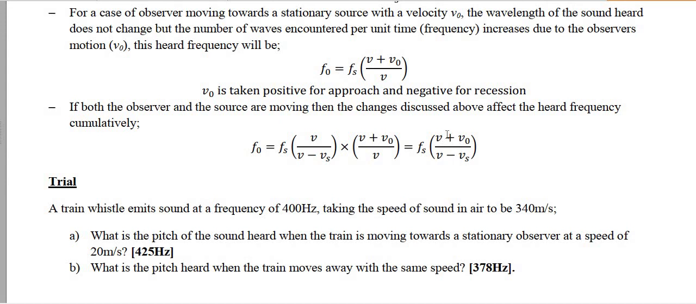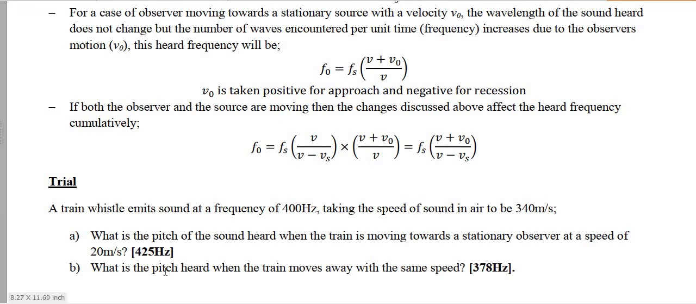And from the bracket here we are going to find 1.0625. 1.0625 times 400 reduces to 425. That gets to 425 Hz, which is the solution to part 1.